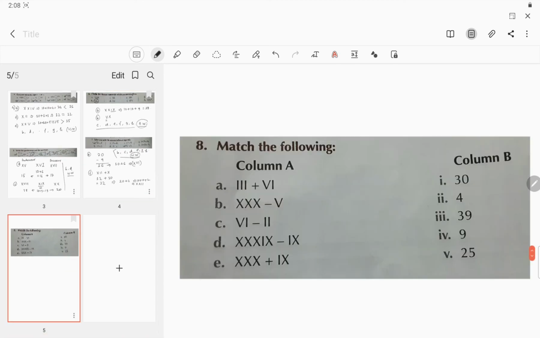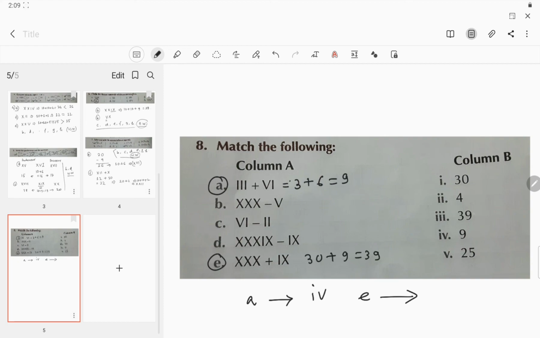Now match the following. You have to match these columns, A to B. So question number A, it is given 3 plus 6, that is 9, and A will match with 4. So you have to write in this way: A matches with 4, and E, since it is 30 plus 9, that is 39, it will match with 3. So E goes to 3. Okay, so the rest of the part, this is your SW.